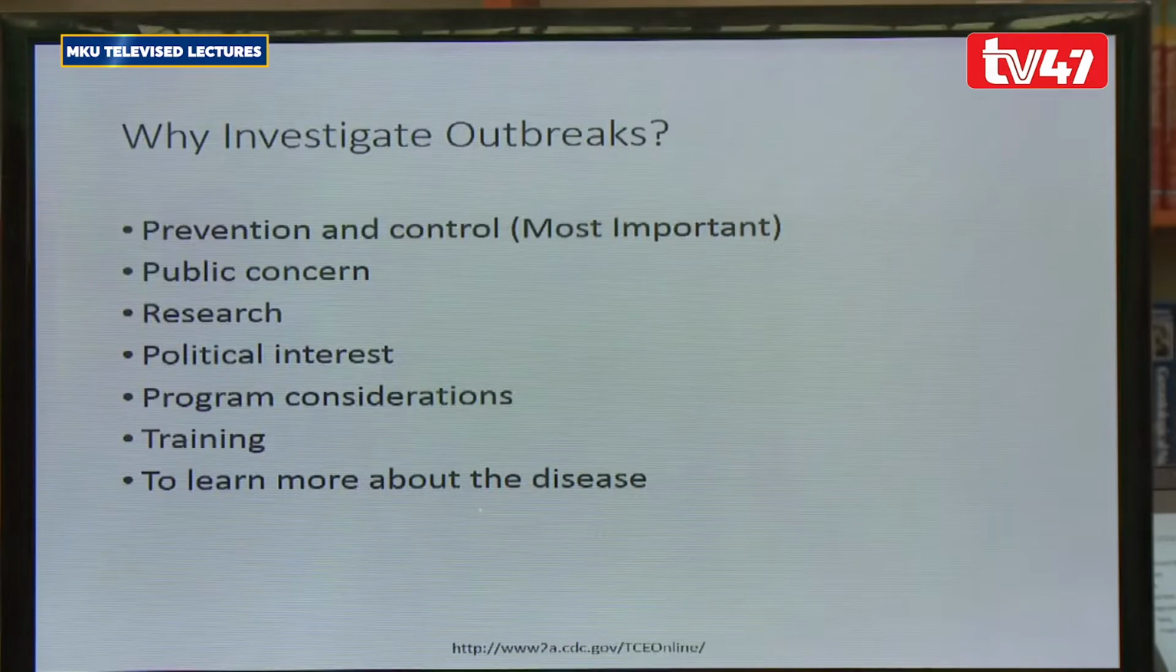Why then do we need to investigate a disease outbreak? It is to prevent and control the disease, and that is the most important. While there are other reasons, like maybe a disease is a public health concern, we want to do research on a certain disease, it is probably of political interest, it is necessary for training, or you just want to learn more about the disease.